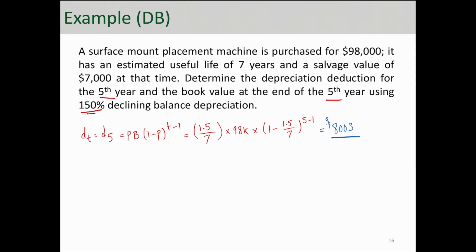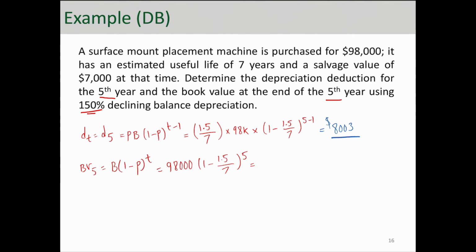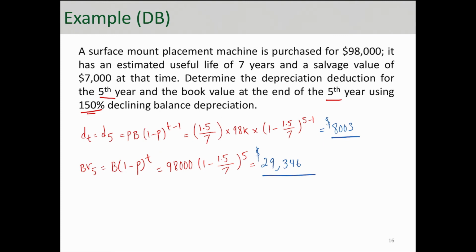We also want to calculate the book value at the end of year 5, and again we can calculate that using this formula, cost basis and the percentage, and we know the T. We can easily calculate the book value at the end of year 5, and that book value is equal to $29,346. Comparing that with the straight line method, you can see that the book value is smaller.